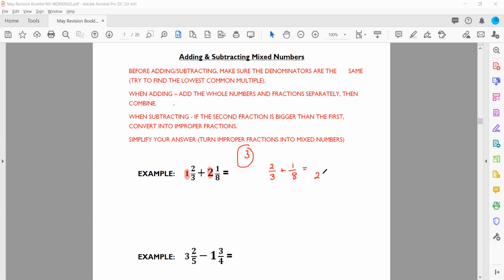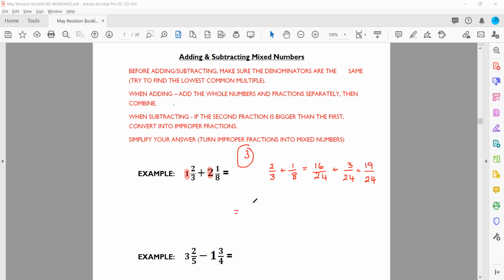So I'm going to create 2 fractions over 24. Now 3 goes into 24 8 times. So 8 times 2 is 16. 8 goes into 24 3 times. So 1 times 3 is 3. And when I add these together, I get 19/24. I cannot simplify because 19 is a prime number, but I must combine it with the whole number here.